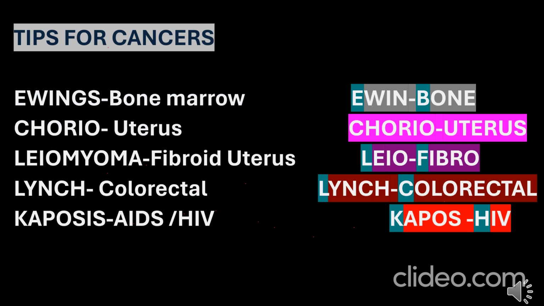Ewing's bone. Chorio, we already know, is term for uterus. Leio fibro, Lynch colorectal, and Kaposi HIV. You see the green highlighted areas EB, LF, LC, KH. So EB is Ewing bone, LF is Leio fibro, LC is Lynch colorectal, and KH is Kaposi HIV.